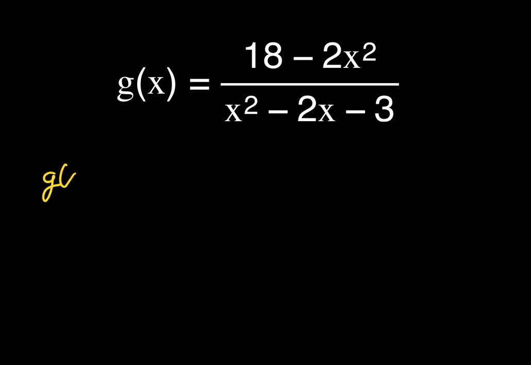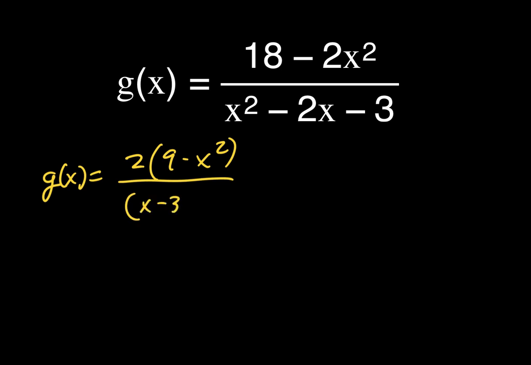So g of x is equal to, and I'm going to go 2 times 9 minus x squared, because that's the GCF in the numerator. And then denominator, this is a binomial or a trinomial. And since my coefficient here is 1, I'm thinking of two numbers that multiply to -3 to add to -2. Oh, that's x minus 3 and x plus 1. I can factor that one really fast because these two numbers, -3 and 1, multiply to -3 and add to -2. I didn't have to do the AC process.